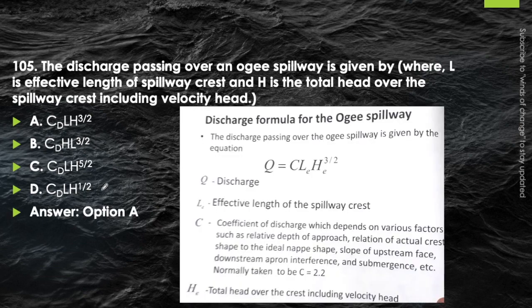So the answer will be option A, that is CD L H raised to power 3 by 2. This is the discharge formula for Ogee spillway, where CD is the coefficient of discharge, L is the effective length of spillway crest, and H is the total head over the crest including velocity head.